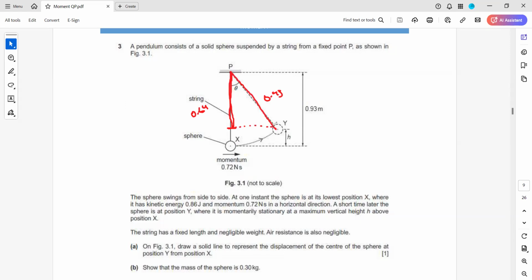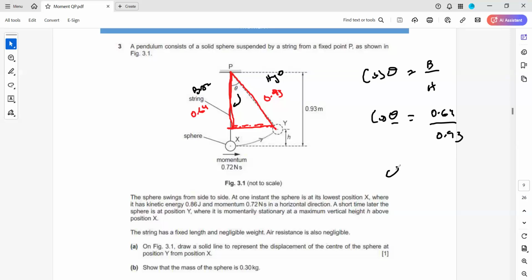So I need the theta. How do I work out theta? Now it's a right angle triangle. So this one is the hypotenuse for us, and the angle is between the base and hypotenuse, so we can use cosine theta, which is base over hypotenuse. So cosine theta, the base is 0.64 and the hypotenuse is 0.93. If I need theta, that is cosine inverse of 0.64 divided by 0.93.